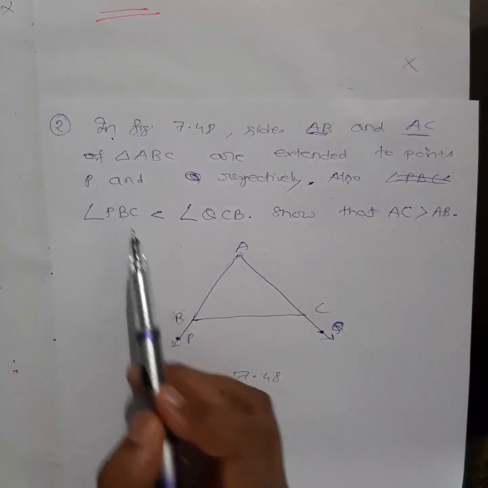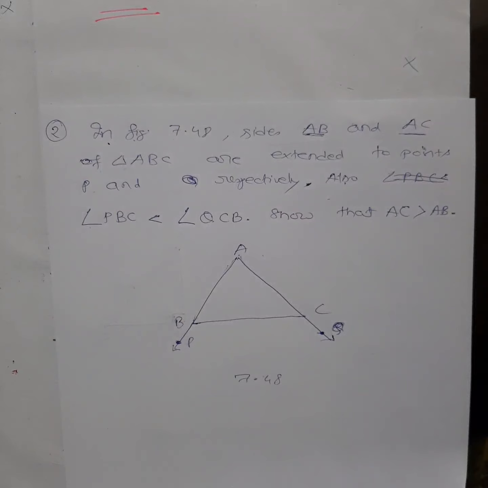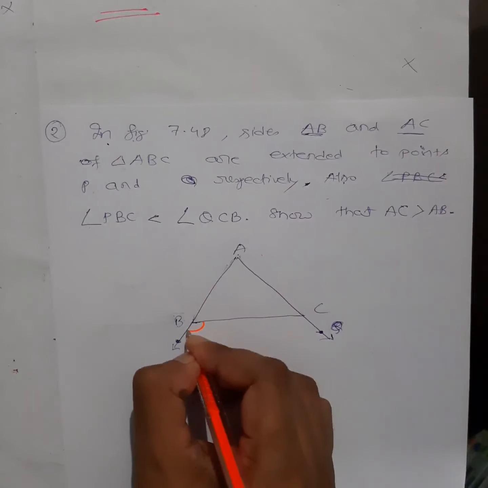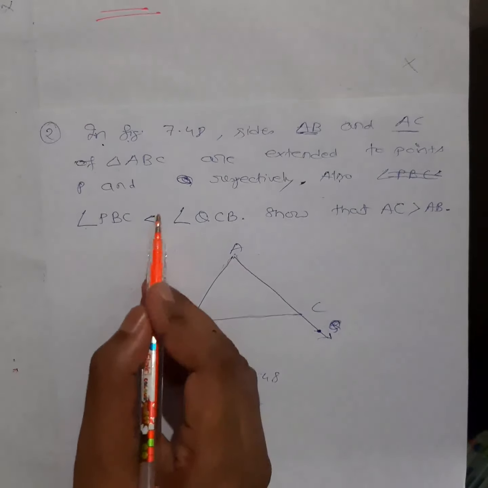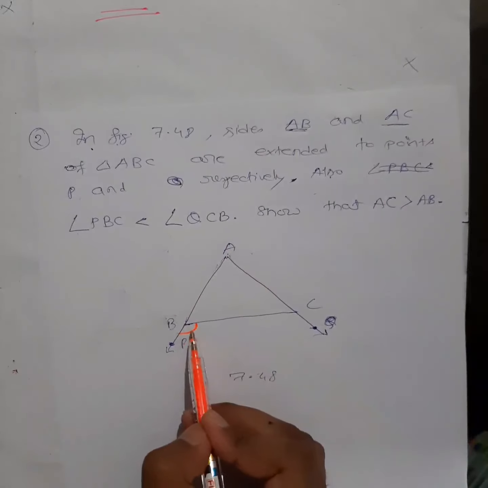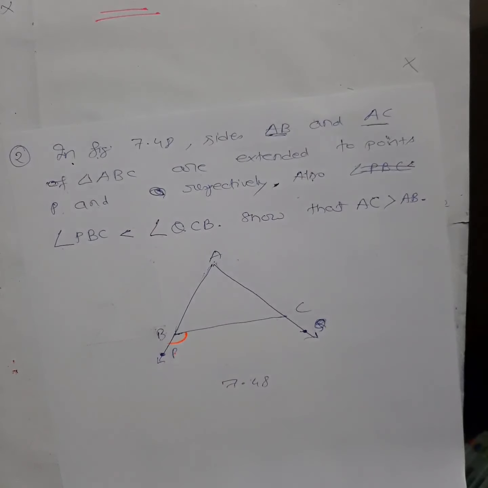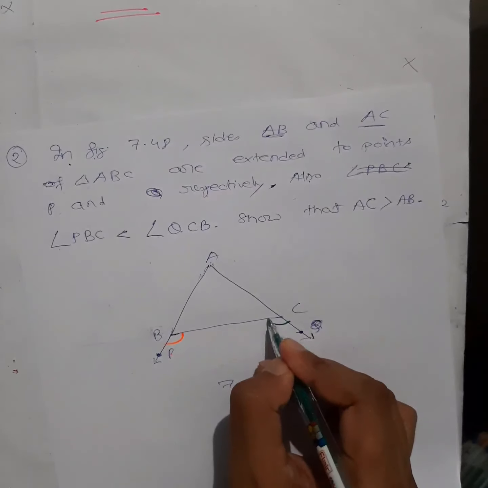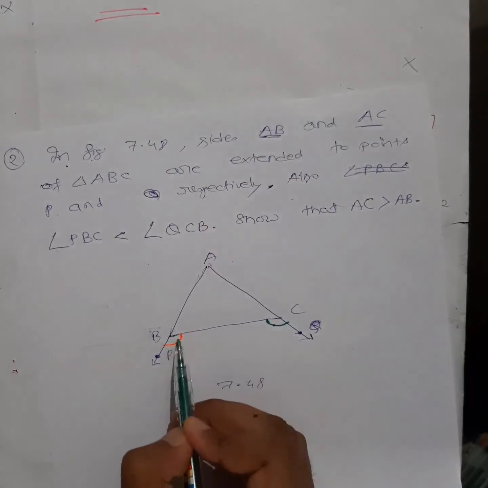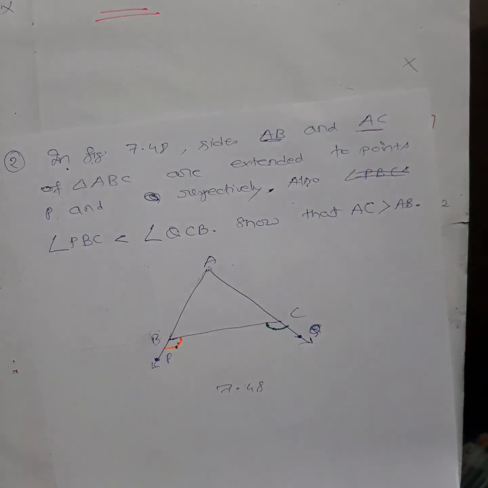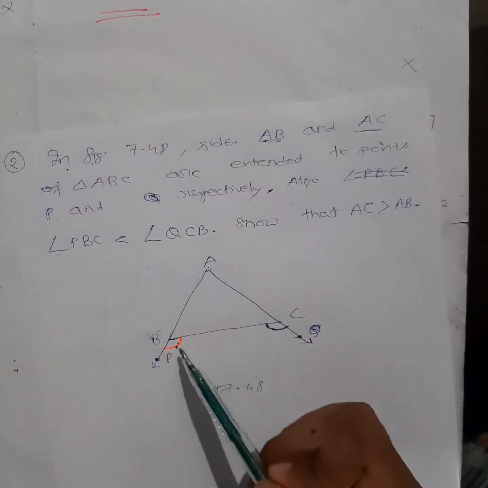Also, angle PBC, let me write with a different color. Angle PBC, this angle, is less than angle QCB. So this is less than this angle. This angle, the orange highlighted one, is less than this one. This is smaller than this one, they have said, right? So this is the given information.